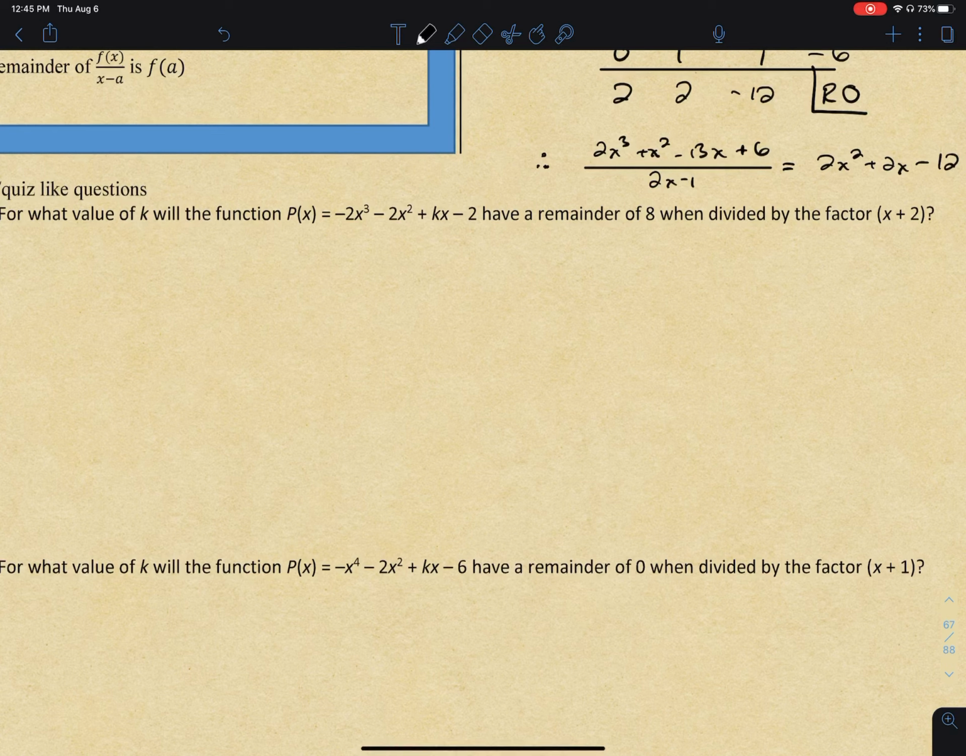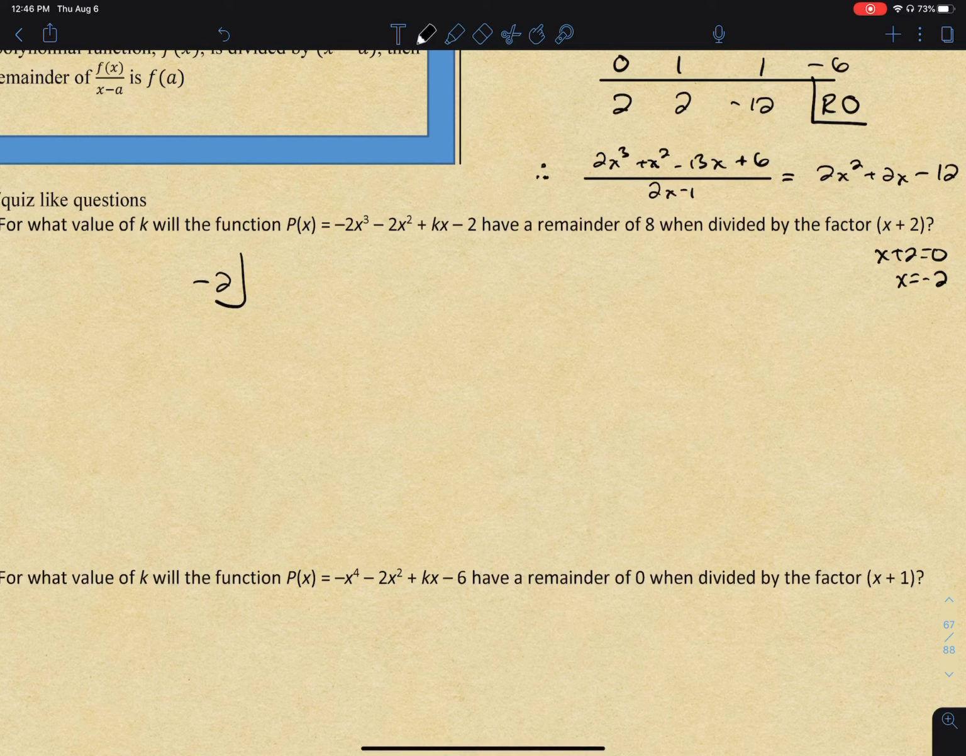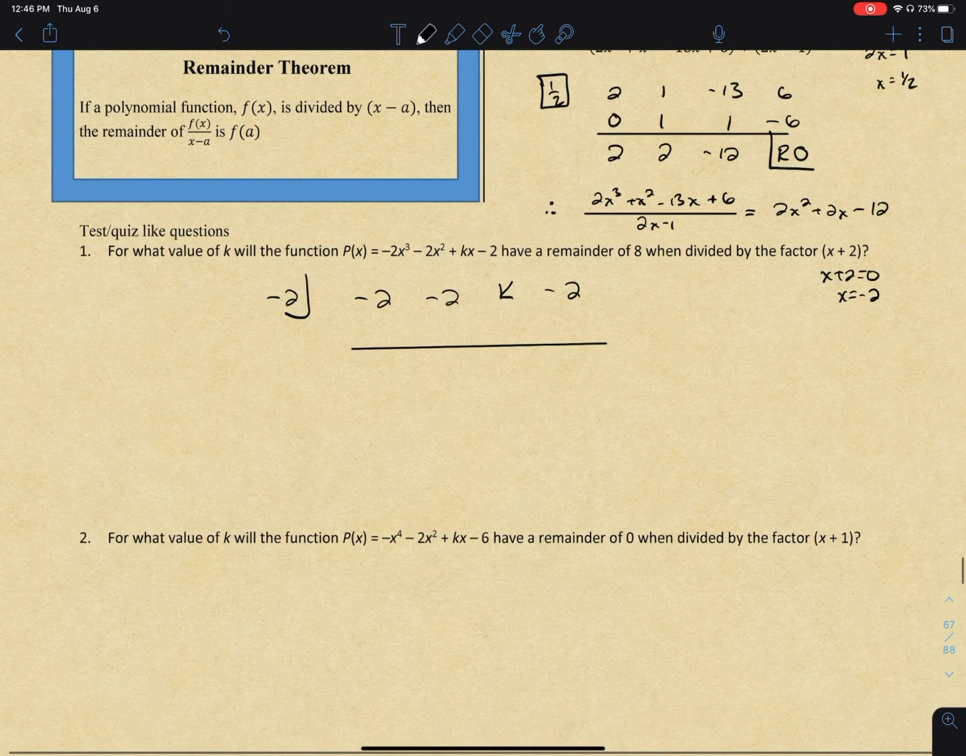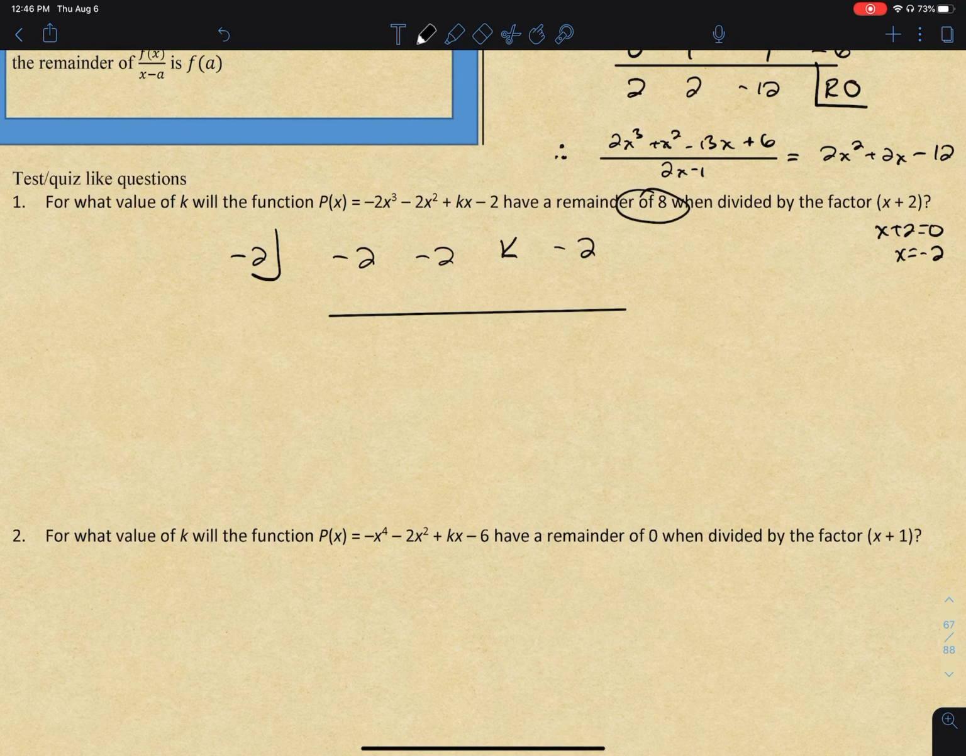So here's what we could do. We could divide this by x plus 2. If we divide it by x plus 2 synthetically, it means we're going to be dividing by a negative 2. If I take the coefficients, negative 2, k, and negative 2, we would like to have a remainder of 8. Let's see what happens if we do this, and then we'll try to reason this out.